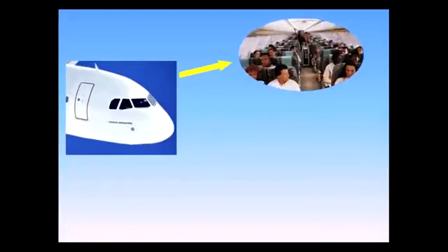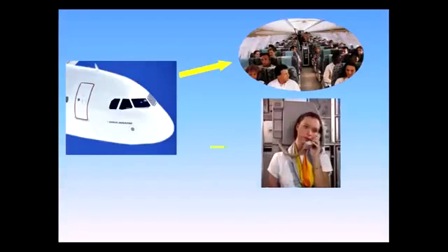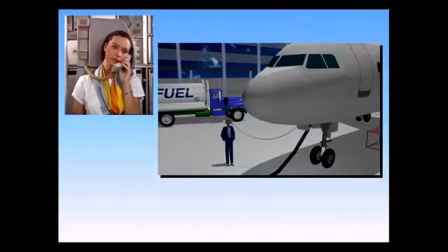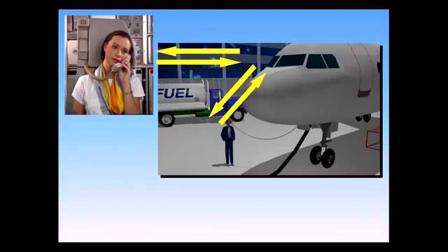There are two systems of communication from the cockpit to the cabin. The passenger address, PA system, for passenger announcements, and the cabin interphone system to talk to a cabin attendant. In addition, there is a calls system which enables the cockpit to call the ground mechanic and the cabin crew, the ground mechanic or the cabin crew to call the cockpit.